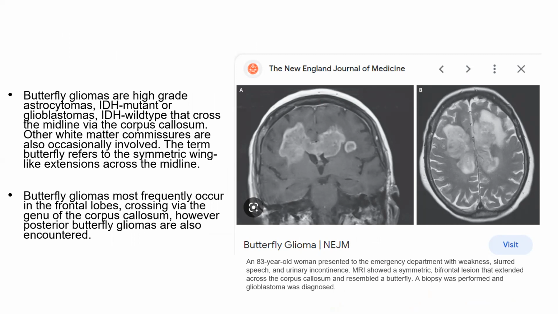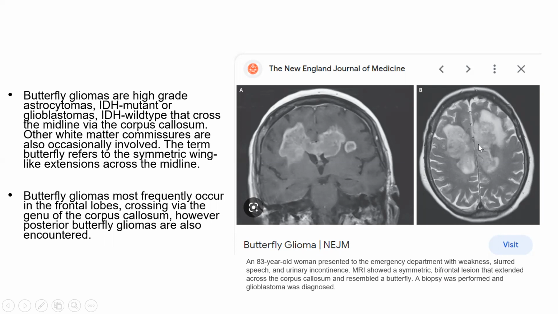This MRI shows a symmetrical bifrontal lesion that extends across the corpus callosum, and it resembles a butterfly. A biopsy was performed and glioblastoma was diagnosed. You can see it quite well. It's a classical case. That's why I have included it. You can see it's going on both sides of the corpus callosum. You can appreciate it quite well.